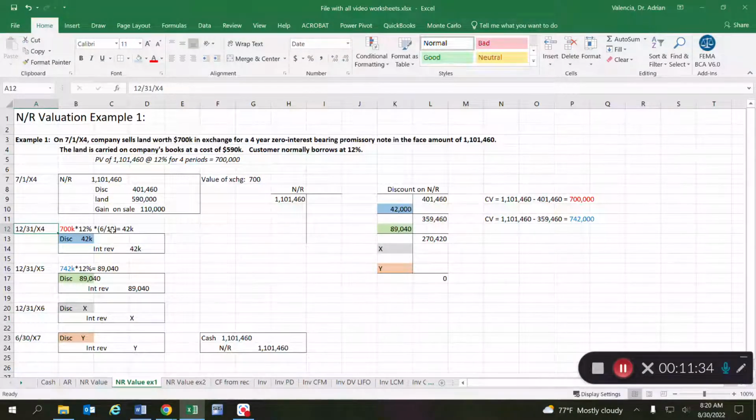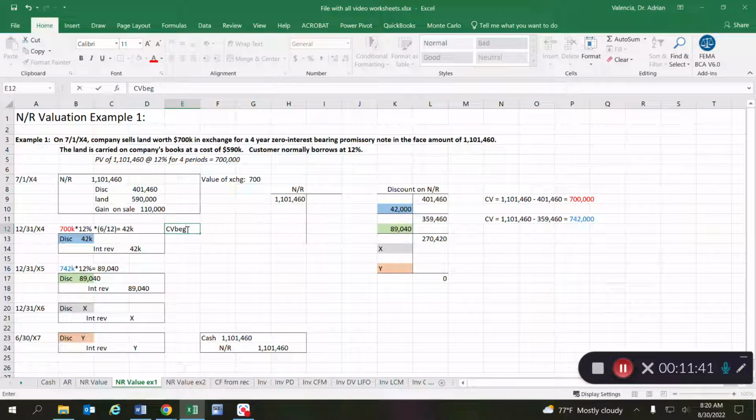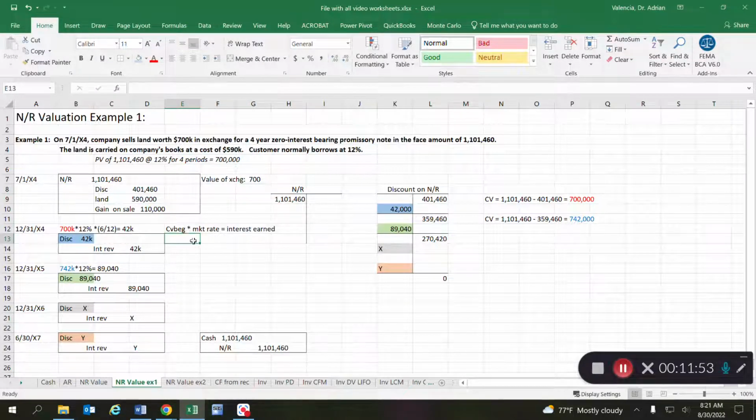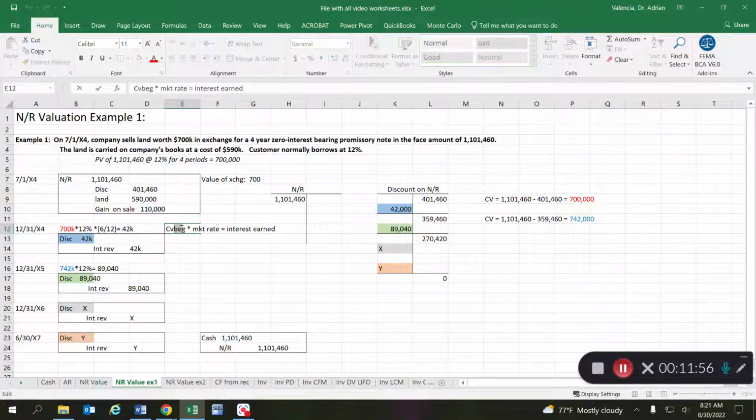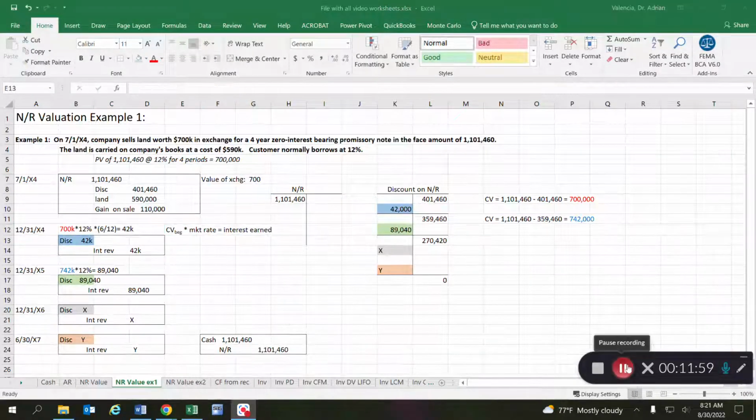So we would take the carrying value of the note. Whenever you're computing the interest, you always do the carrying value of the note at the beginning of a period times the market rate. That gives you the interest amount earned or incurred if you're paying it. So let me change this a little bit here. So keep this formula handy, because this is always going to be the case.